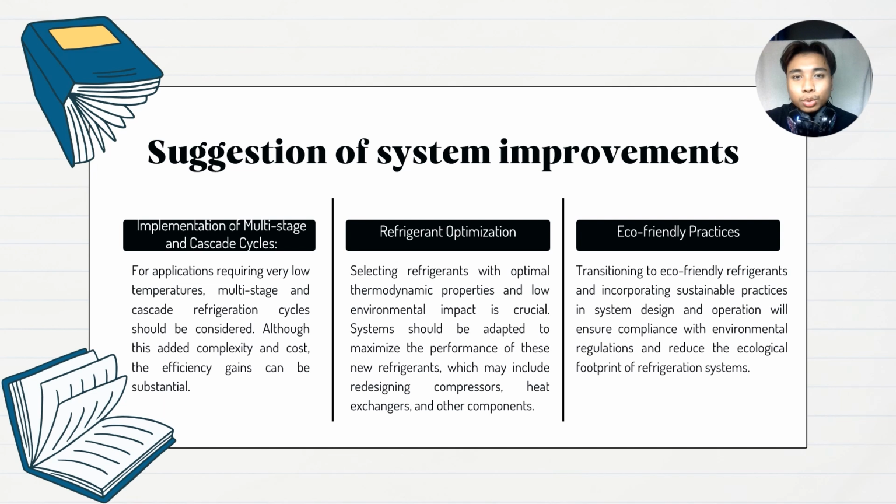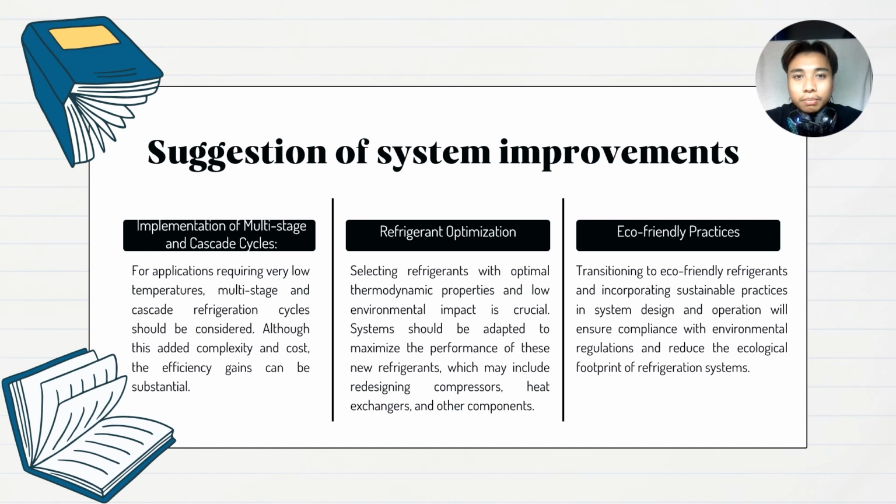Besides, it is crucial to choose the right refrigerants. We should prioritize refrigerants with low global warming potential GWP and zero ozone depletion potential ODP. This may involve redesigning system components to maximize performance with these eco-friendly refrigerants. Furthermore, adopting eco-friendly practices such as improving energy efficiency and using sustainable methods are essential. This includes optimizing component designs and utilizing renewable energy sources to reduce the environmental impact of refrigeration systems.